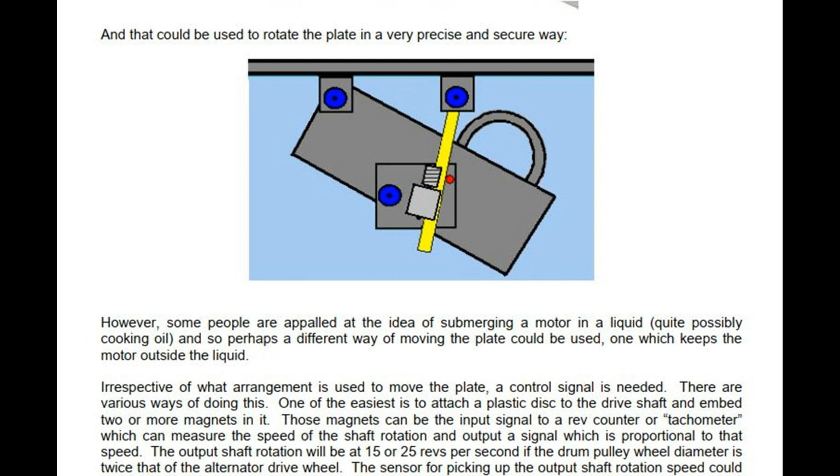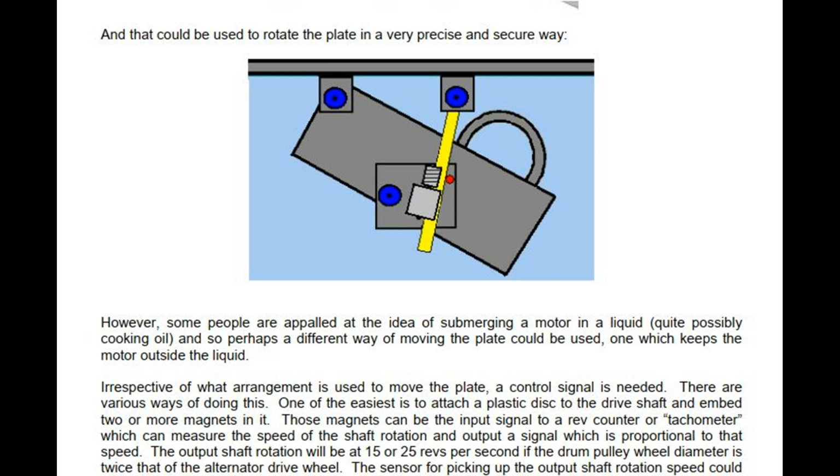Irrespective of what arrangement is used to move the plate, a control signal is needed. There are various ways of doing this. One of the easiest is to attach a plastic disc to the drive shaft and embed 2 or more magnets in it. Those magnets can be the input signal to a rev counter or tachometer, which can measure the speed of the shaft rotation and output a signal which is proportional to that speed.